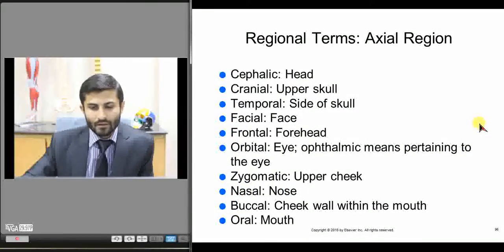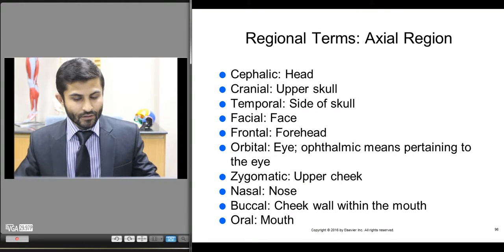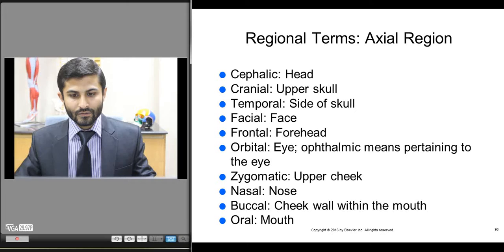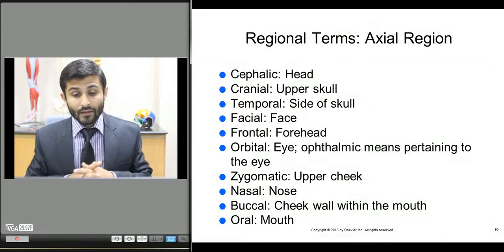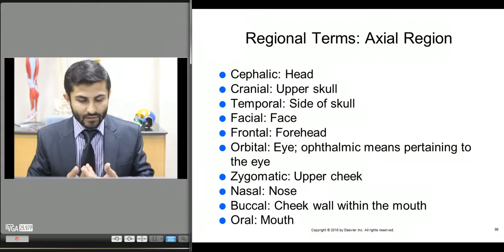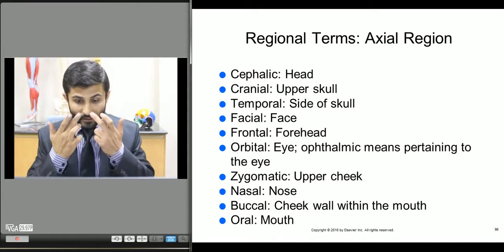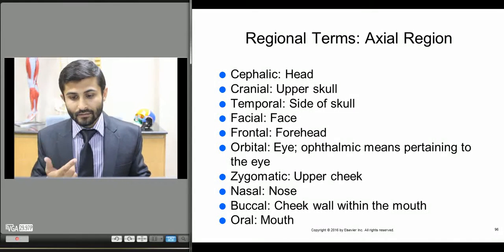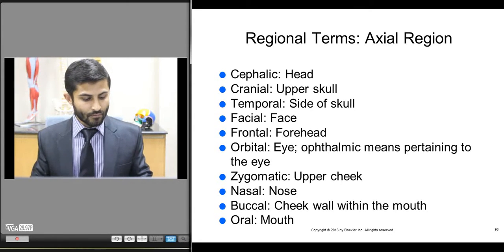The regional terms are: cephalic is used for head, or sometimes people call it cephalic. So it is for head. The cranial is for upper skull. The temporal is for the side of the skull. These are the temporal regions. The facial is for the face. The frontal is towards the forehead. The orbital is for eye, or ophthalmic means pertaining to the eye. Zygomatic is for the upper cheek. The nasal is for nose, the buccal is for the oral cavity, the cheek wall within the mouth, and the oral is for mouth.